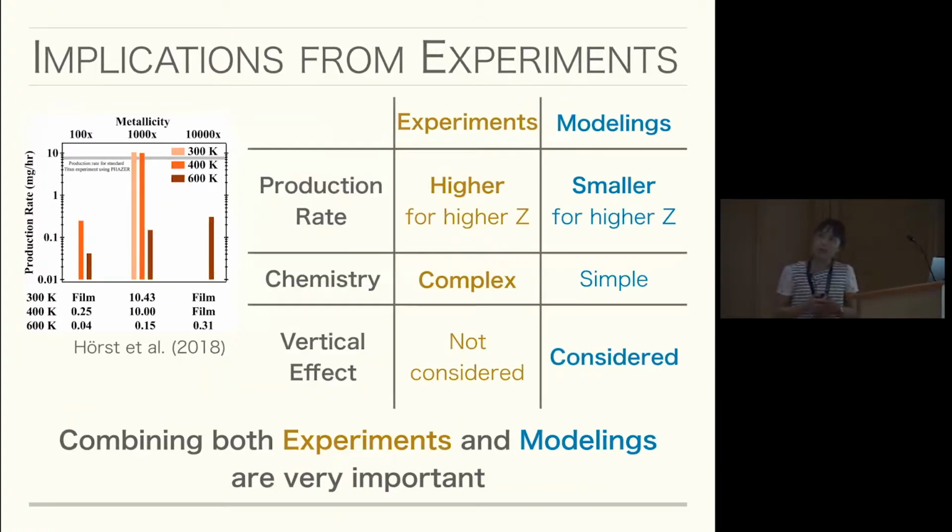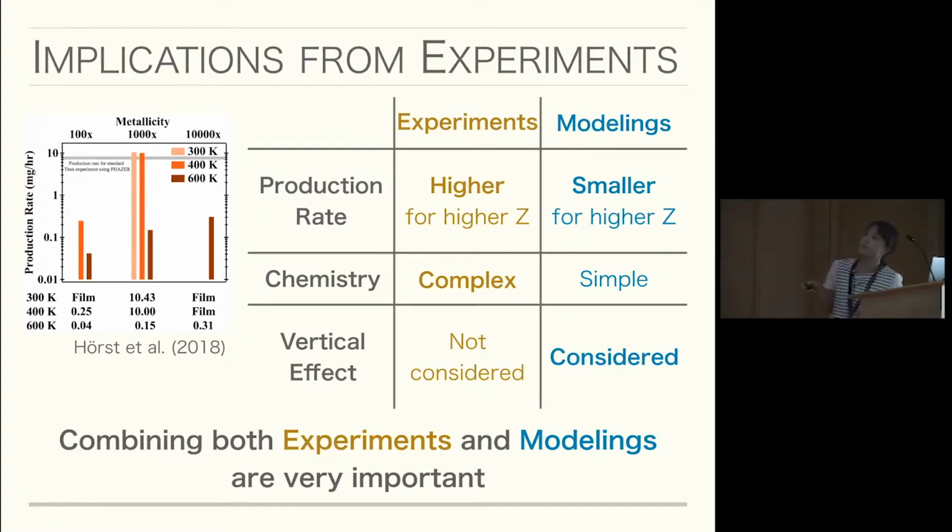And some of you might have realized that the dependence we have found is the opposite of that recently found from experiments. This figure is from Horst et al. 2018, and they conducted experiments and measured the production rate of haze particles inside the chamber as a function of temperature and metallicity. They found that the production rate of haze particles is higher for higher metallicity. On the other hand, we showed that the production rate is smaller for higher metallicity. This is because the mechanism we considered is different.